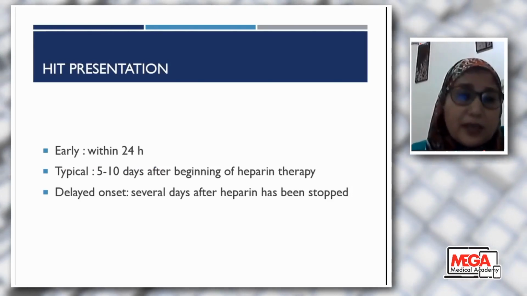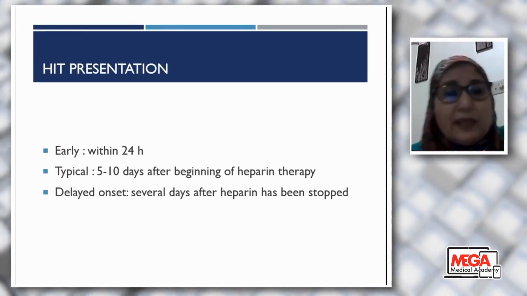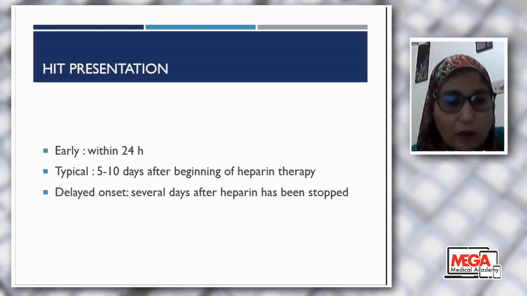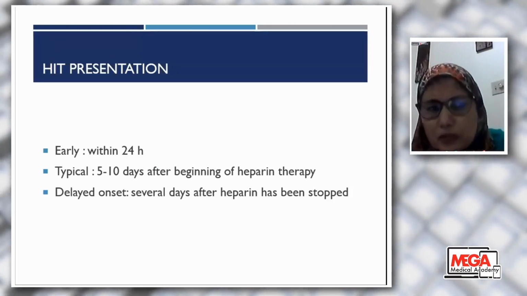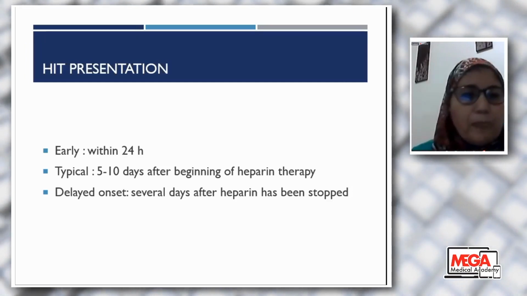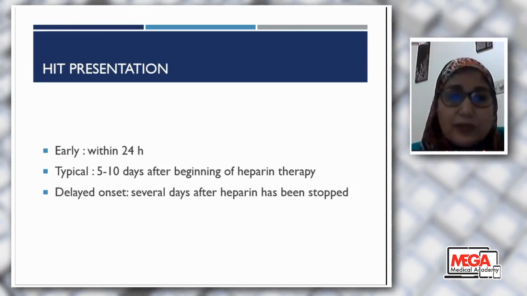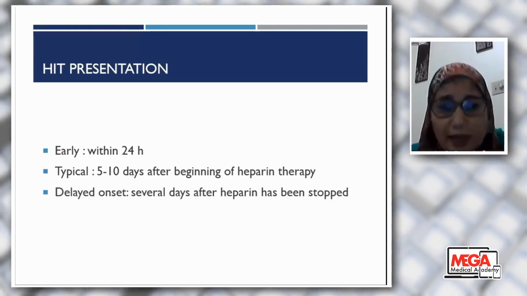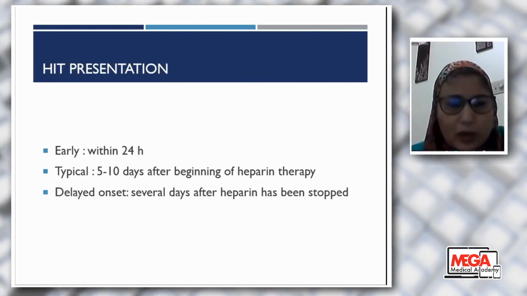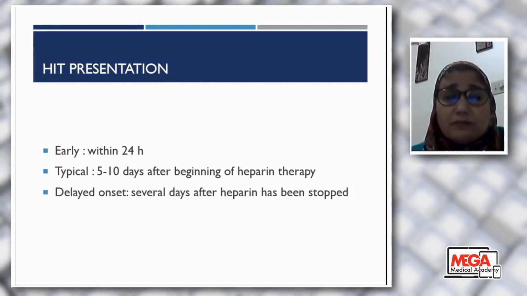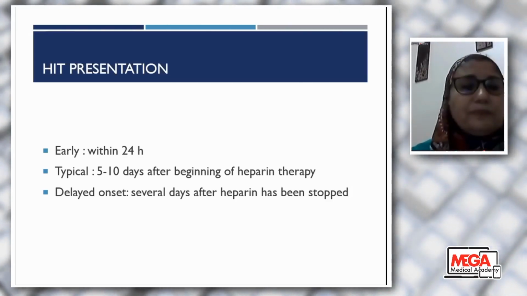So the presentation of HIT may be early. This means the patient will develop the clinical picture and the drop in the platelet count within 24 hours of heparin administration. This is unusual. This occurs if the patient was treated with heparin recently, within a maximum of 30 to 100 days. The second presentation is a typical one, which occurs 5 to 10 days after the beginning of heparin treatment. The last one is a very rare one. It's a delayed onset. It occurs several days after heparin stoppage, and this is quite strange.